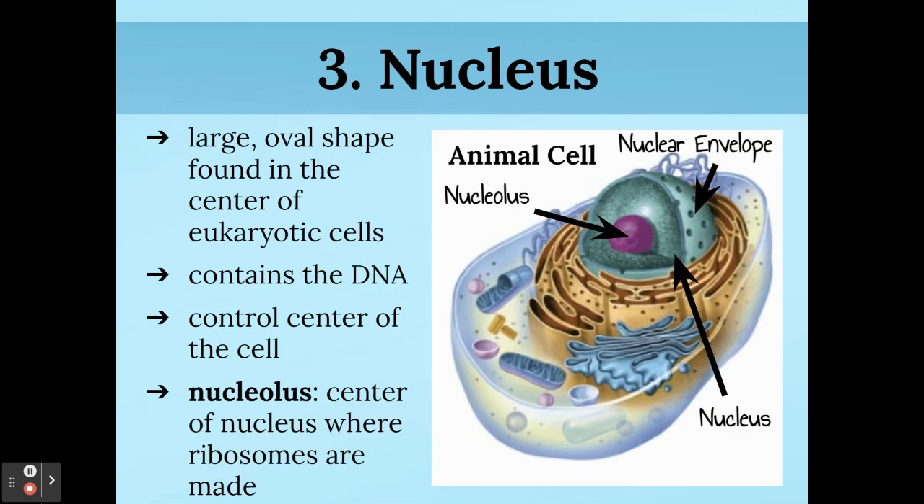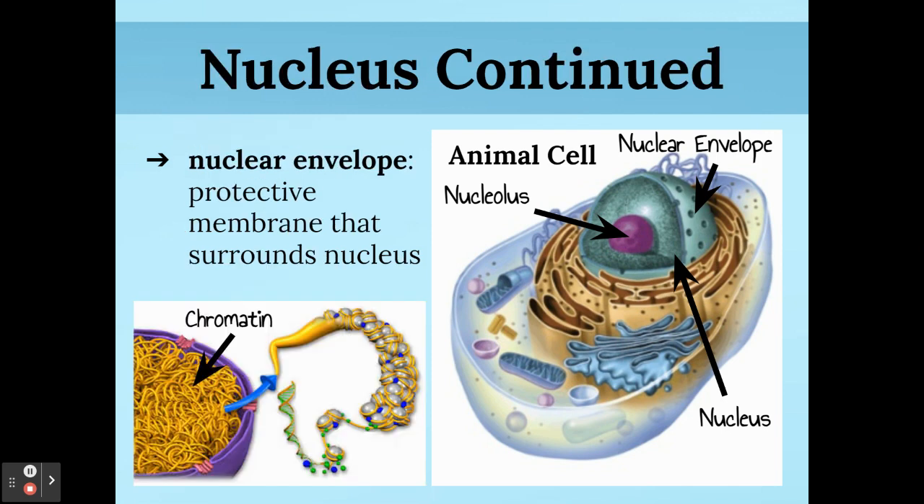The nucleus is the center of a eukaryotic cell, and this is where the DNA is found. It's considered to be the control center of the cell. The center of the nucleus is specifically called the nucleolus, and that's where ribosomes are made. On the outside of the nucleus, there's just a special membrane that we call the nuclear envelope. This is just going to protect the DNA that is found inside of the nucleus.